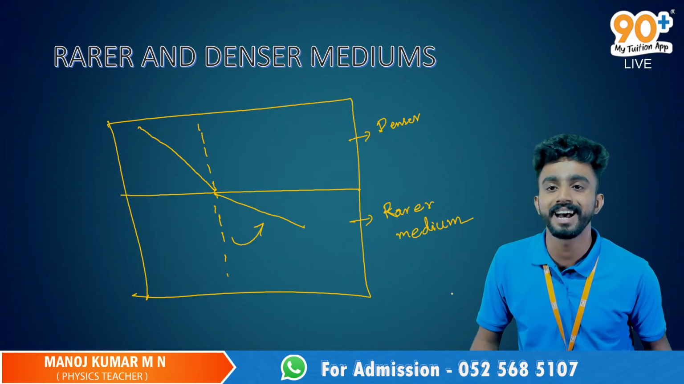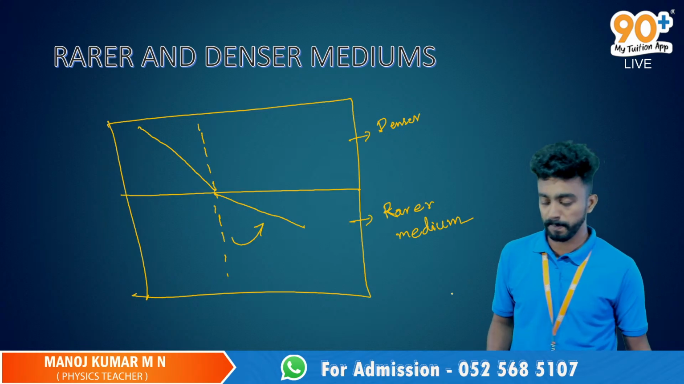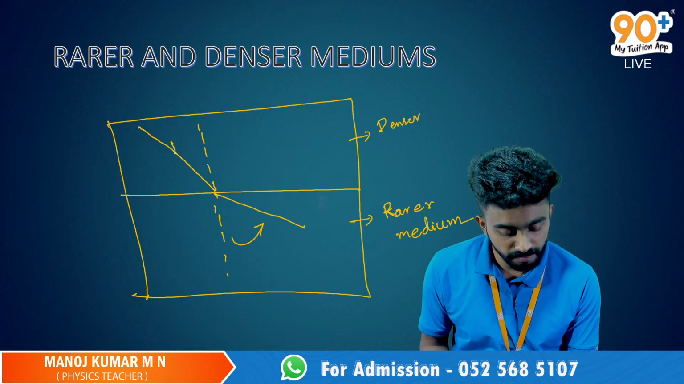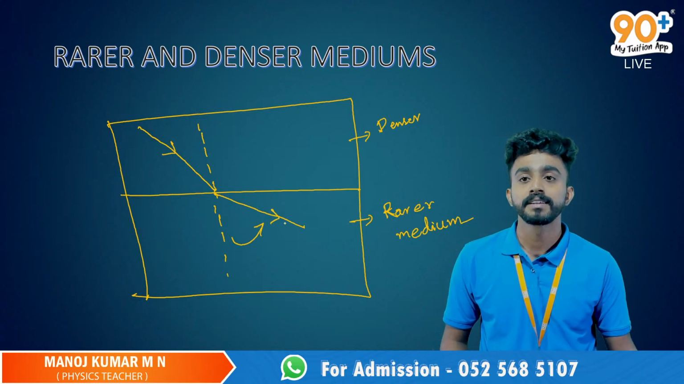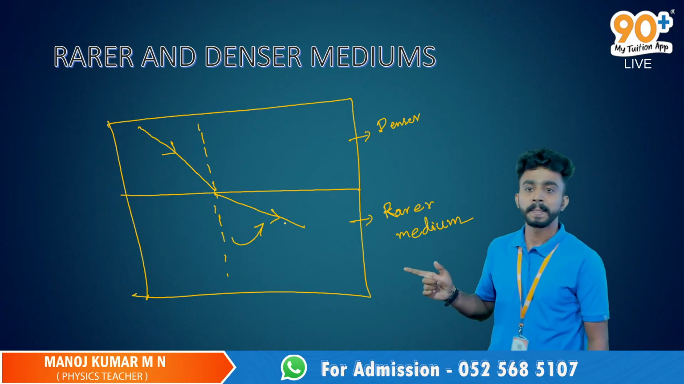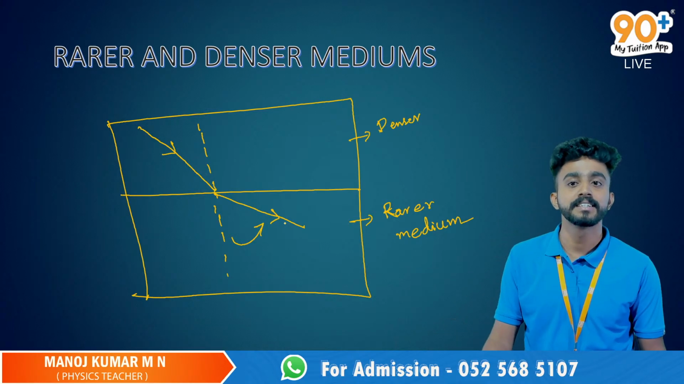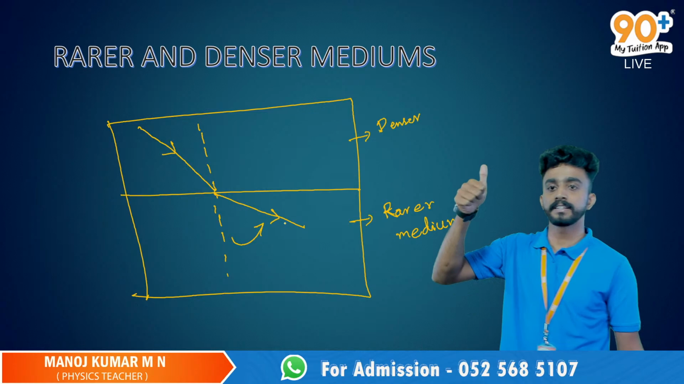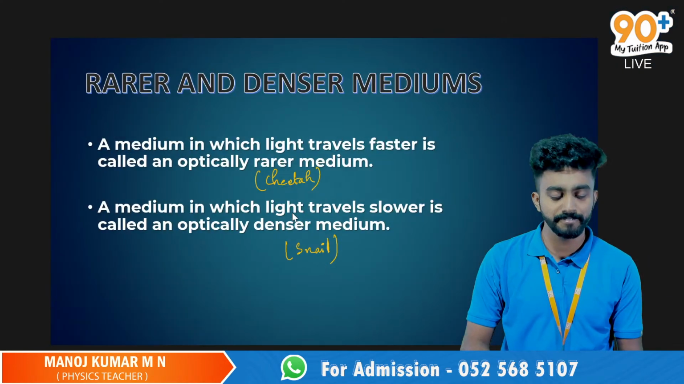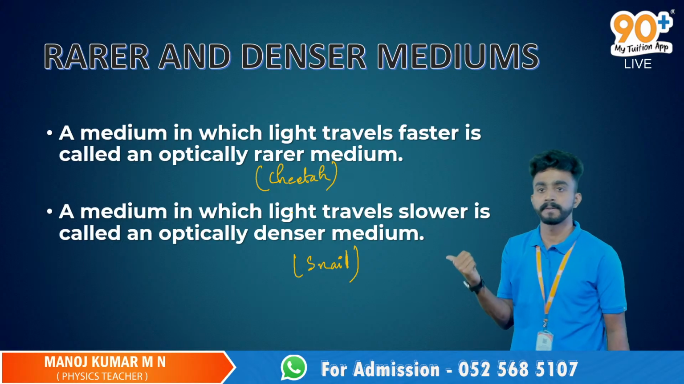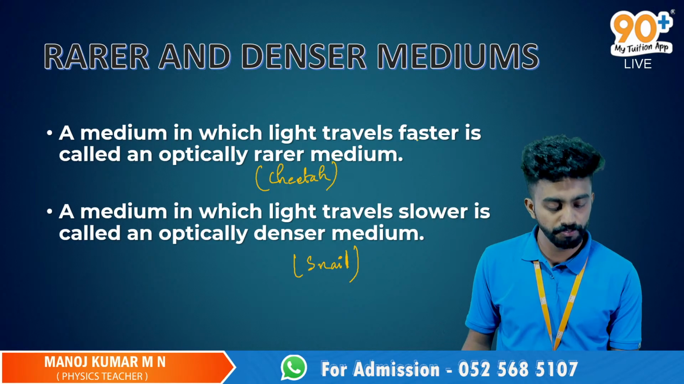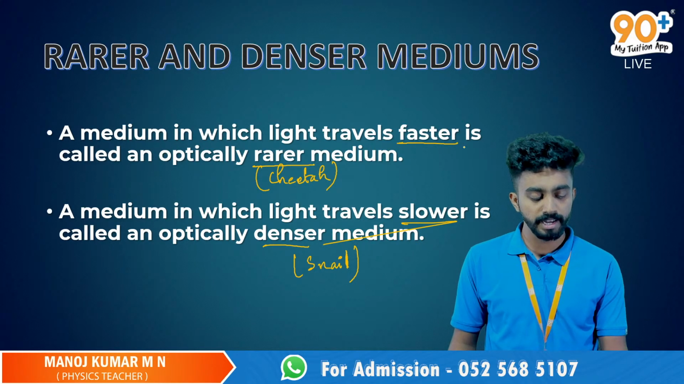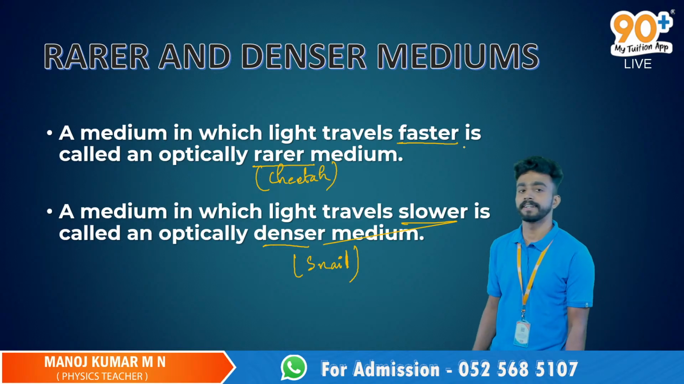Aris Abbas, can you please unmute yourself? In which medium does light travel faster? In the rarer, light travels faster. I hope you have written it. This is important, note it down. Light travels faster in rarer, slower in denser. Denser, slower; rarer, faster. Rarer cheetah, denser snail.